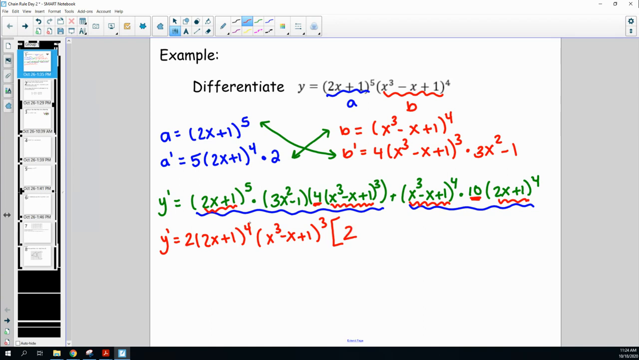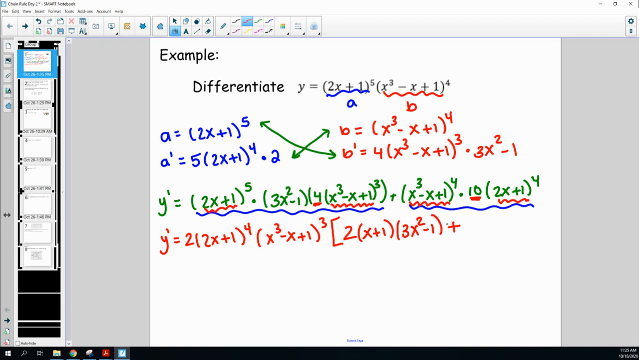The x plus 1 to the fourth came out, and I have 2x plus 1 to the fifth, so I need another x plus 1. And then there was this, the x cubed minus x plus 1 came out the whole thing. And then I have this 3x squared minus 1 left. So I'm just going to do 3x squared minus 1. Okay, so then I'm going to put the plus sign.